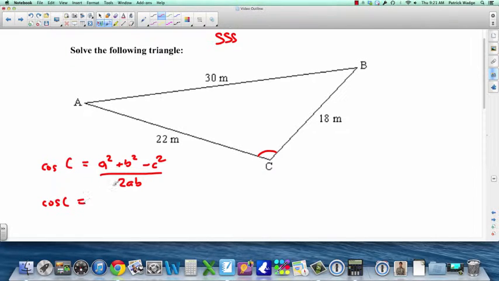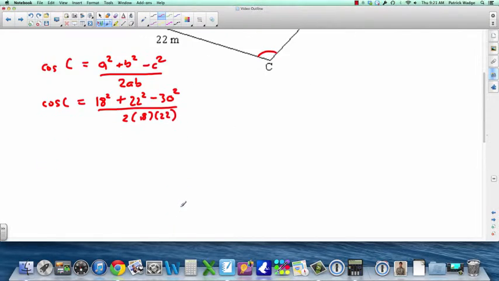Cosine C equals a squared. Well, a is across from the angle A, so it's 18 squared plus b is 22 squared minus 30 squared, all divided by 2 times 18 times 22. Again, just to be safe, maybe I'll get the answer to the numerator first. And if I do that, I get negative, again, don't worry about it, negative 92 divided by 792. So if we write that as a decimal, it's negative 0.1162.